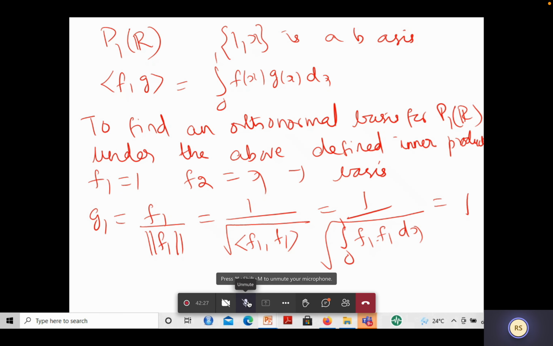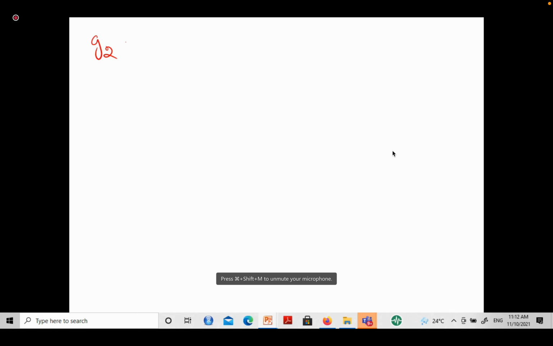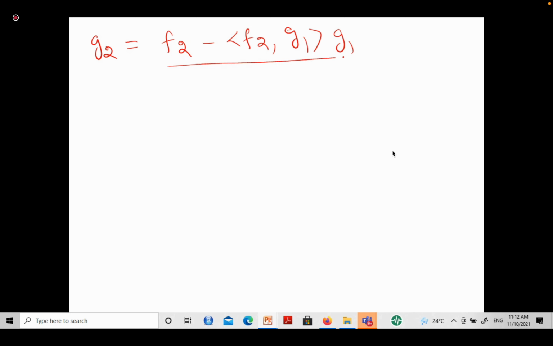Shall we find G2 now? Can you define G2? G2 is F2 minus the inner product of F2 with G1 into G1, divided by the norm of the above. Because this numerator is a vector which is orthogonal to G1, but I need orthonormal also, so I am dividing that by its modulus.